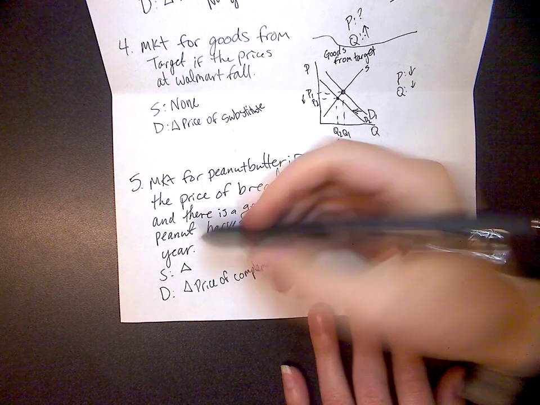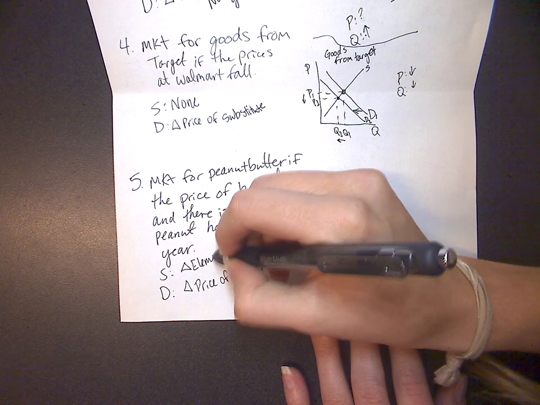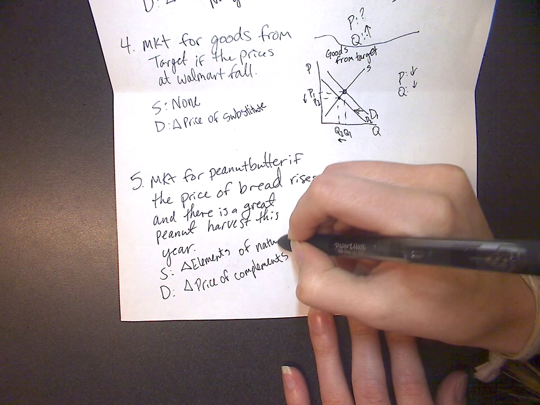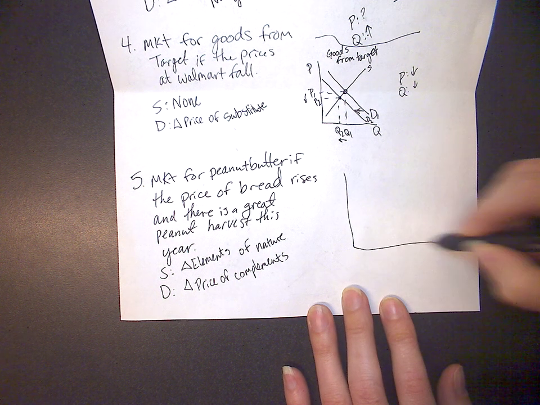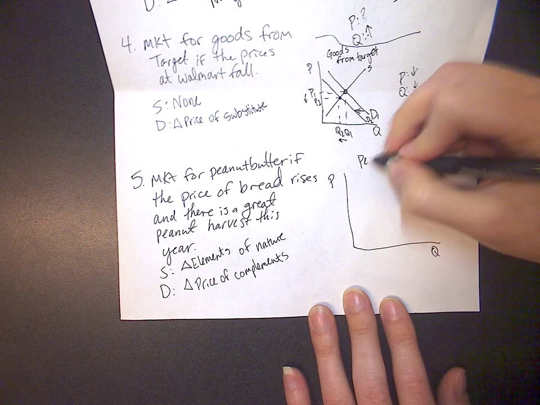And there's a great peanut harvest. That's change in elements of nature, or you could just write elements of nature. Okay, and then we draw the graph. Peanut butter.